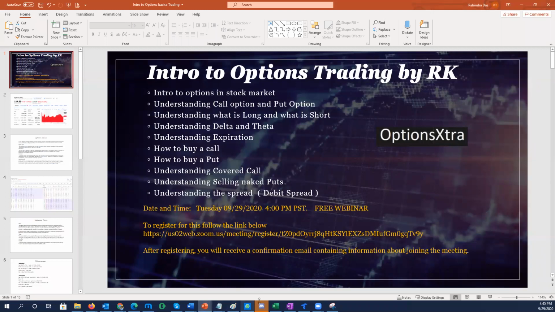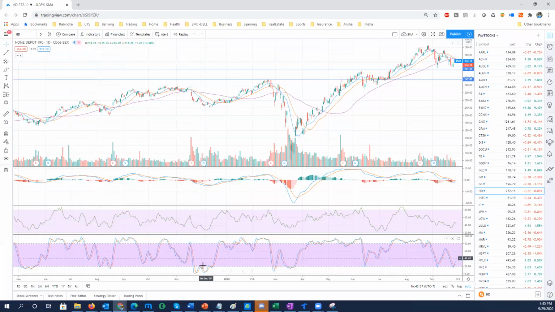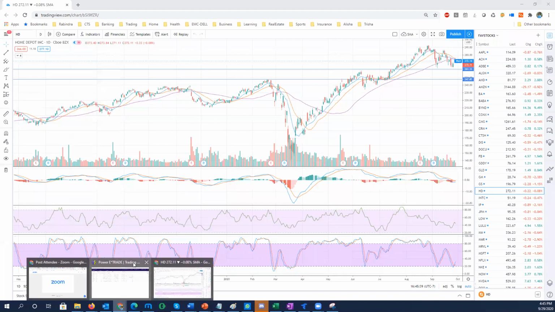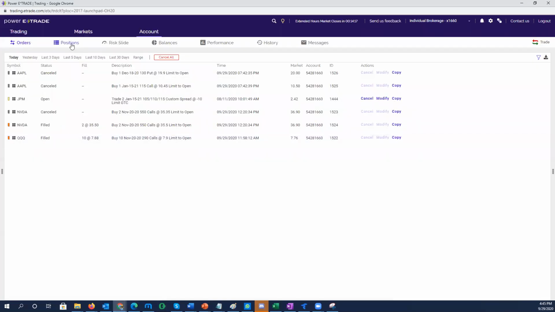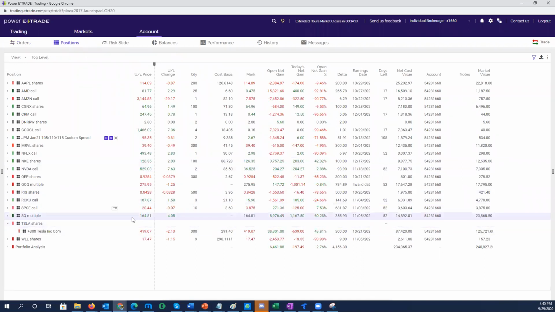How many of you hold a lot of shares in your account, like 100 shares, 500 shares, 600 shares, something like that? If you hold like that, let me tell you, here is Tesla. Say this person is holding 300 Tesla shares. How much did he pay? 291. How much is it trading at? 419. How much has he already made? $38,300, 43%. This guy is wasting money.